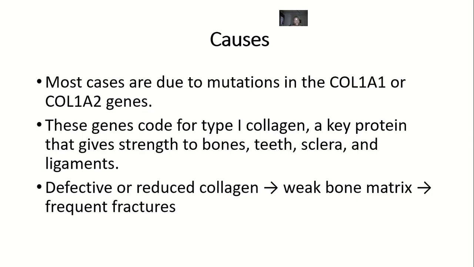What are the causes of osteogenesis imperfecta? Most cases are due to mutation in the COL1A1 or COL1A2 genes. These genes code for type 1 collagen, a key protein that gives strength to bones, teeth, sclera, and ligaments. Defective or reduced collagen results in weak bone matrix, which will further result in frequent fractures.